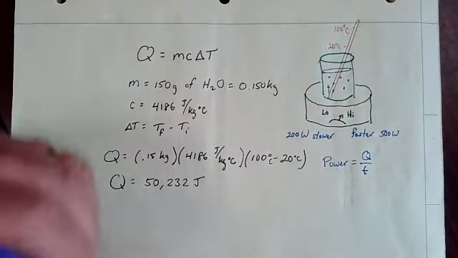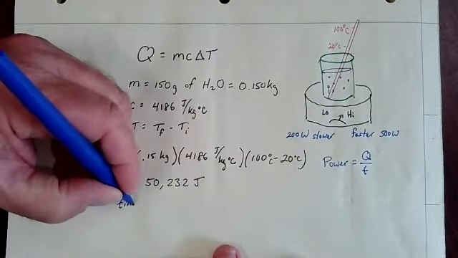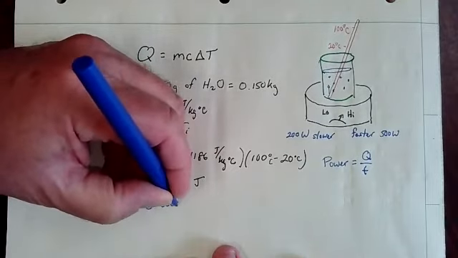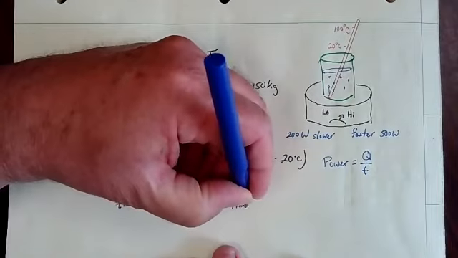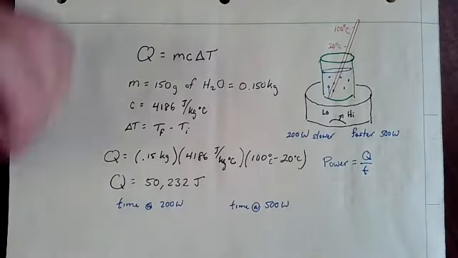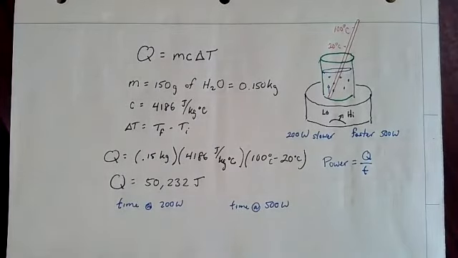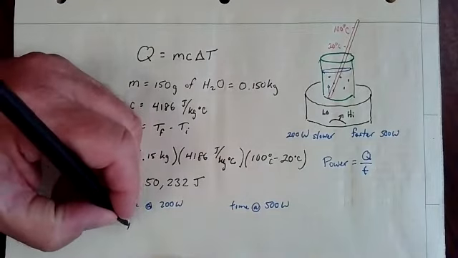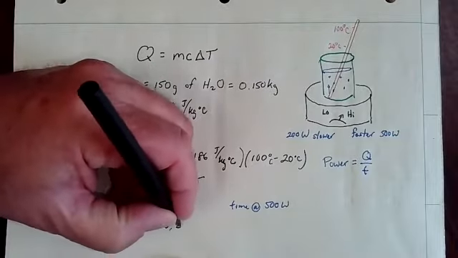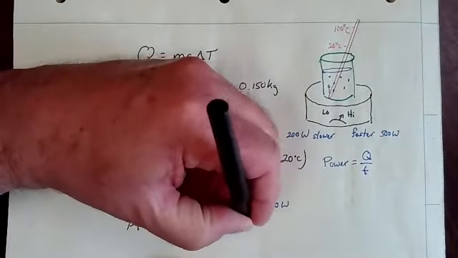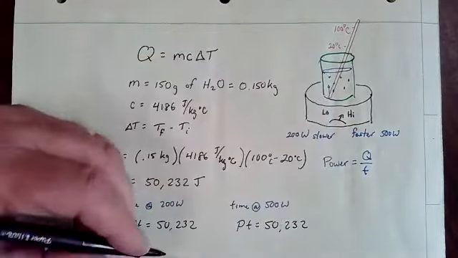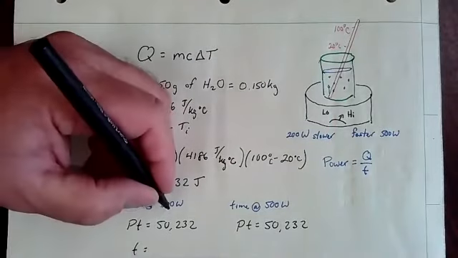So let's take a look at time. Time at 200 watts and time at 500 watts. And let's just take a look. So that means that we're going to have power times time equal to 50,232. And then we're going to divide this by whatever the power setting is.